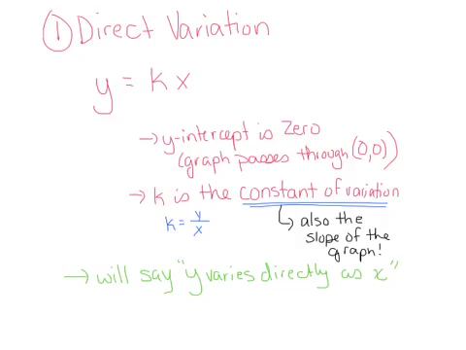When we begin to look at direct variation, the primary equation that we're going to take a look at is y equals kx. In this, the y-intercept is 0 because I'm adding 0 here, which means that the graph will always pass through 0, 0. K is what is known as the constant of variation. So when it talks about what's the constant of variation, it's just your k value. And how this is transferred to slope-intercept form is this k value will also be the slope of the graph.